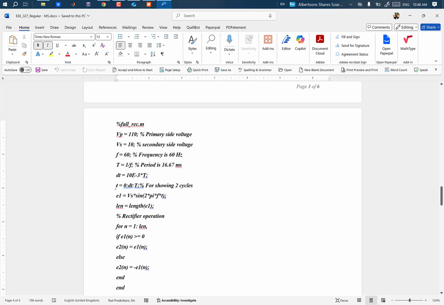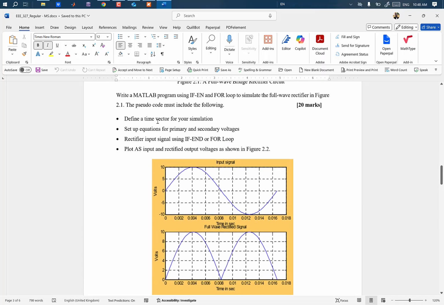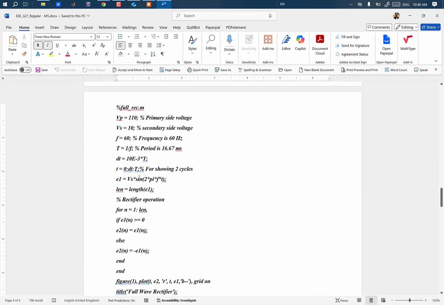Okay, now we do dt equals to this, and then that is what is going to give us the time intervals. Okay, so you realize we said define a time vector for a simulation. So we are taking the time from 0 with intervals of dt to t. That is for 2 cycles. And then we have E1, which is Vs times sine 2 pi, and then the length of this.